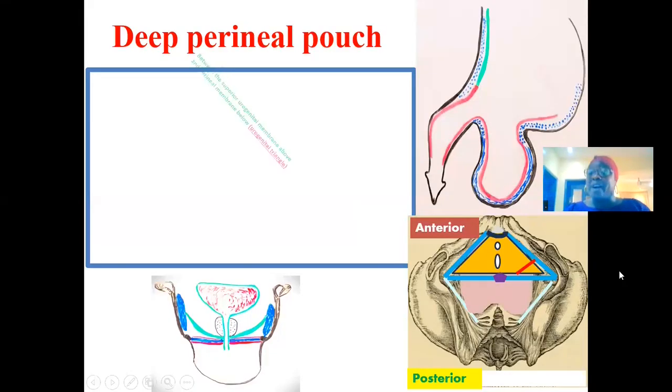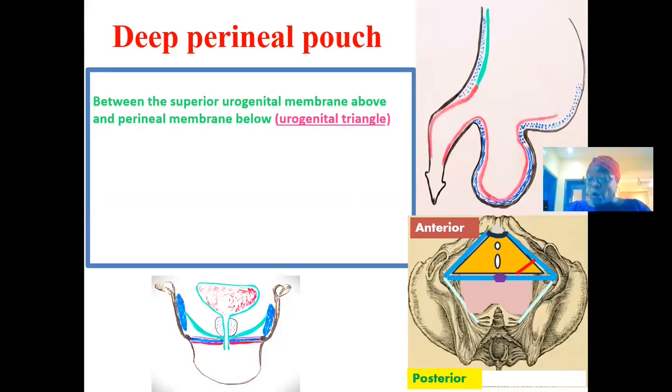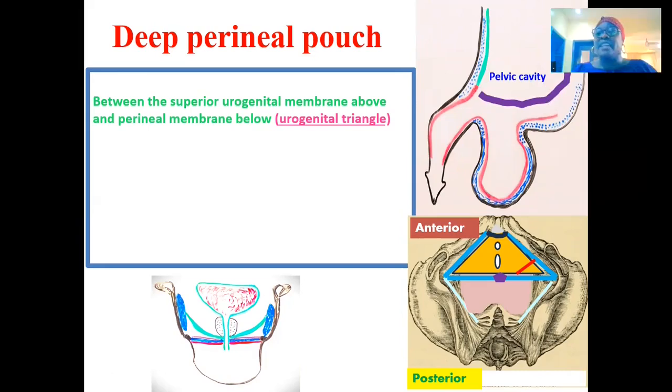The deep perineal pouch is an anatomical space that is located between the superior fascia of the urogenital diaphragm and also the inferior fascia of the urogenital diaphragm. Let's try and use this image up here for illustration. This is where we have the pelvic cavity, and we know that the pelvic cavity is inferiorly limited by the pelvic floor or the pelvic diaphragm, and this is what is highlighted here in purple. And inferior to the pelvic floor, the pelvic diaphragm, is where we have the perineum, and this is what is demarcated here at this inferior region.